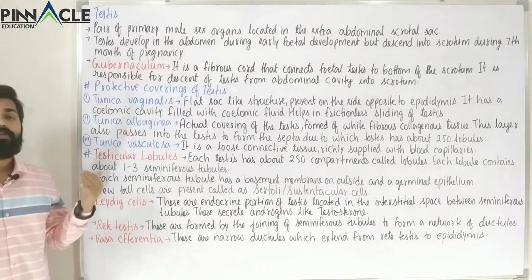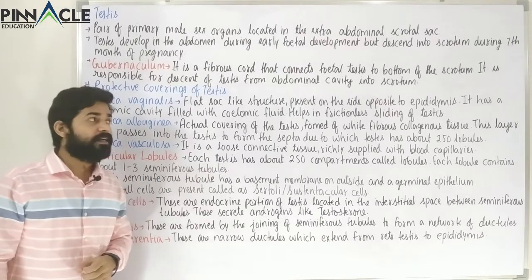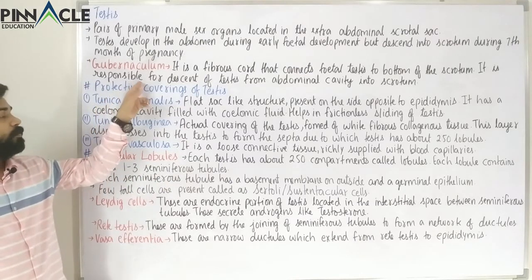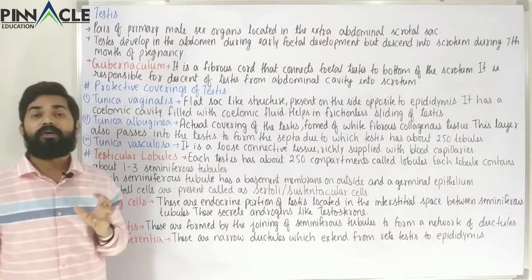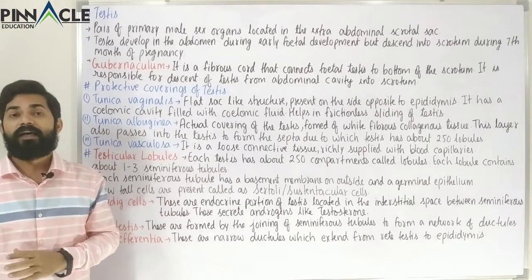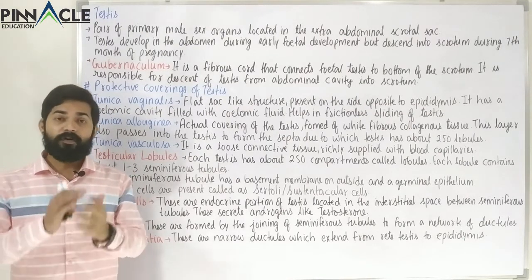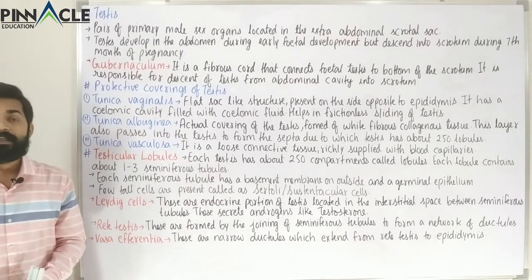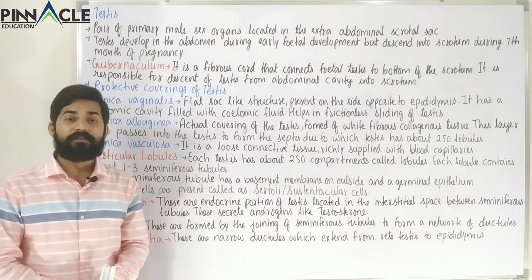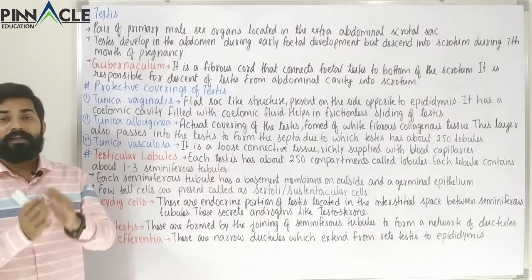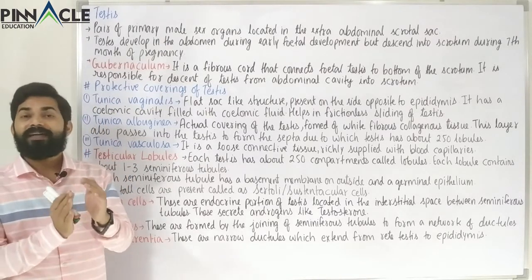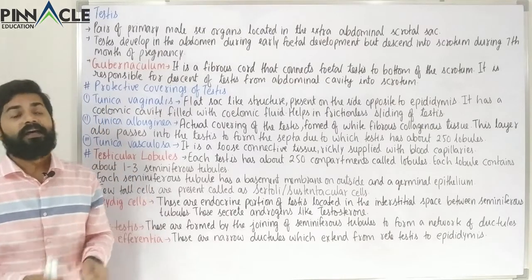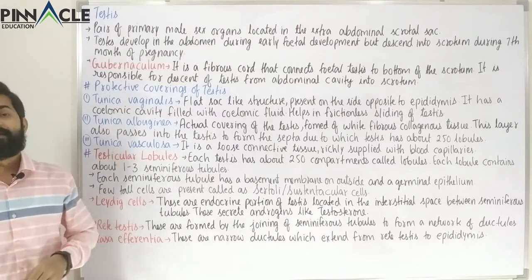In higher classes also you will study about this structure in detail. Now after the gubernaculum, first of all we are going to start from the main portion of the testis, and that is the protective covering of the testis. So the first protective covering of the testis is called the tunica vaginalis. This is the very outward coating, and it is not exactly the covering of the testis, but it is generally included in the testis covering.